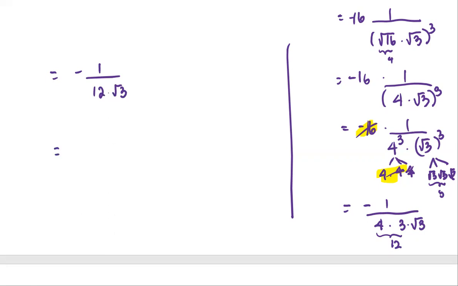The format of the answer should have a rationalized denominator. So we can treat it by multiplying both numerator and denominator by square root 3. The product of root 3 and root 3 is positive 3. Next, we get negative square root 3 as the numerator, divided by 12 times 3, which is 36, as the result.